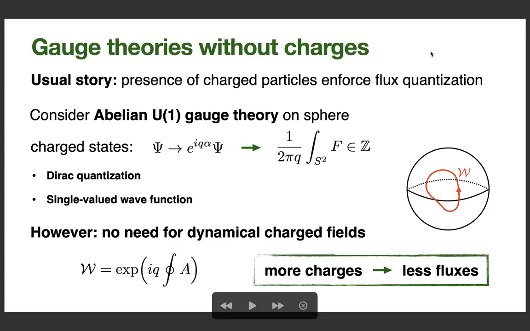Now you can consider, for example, a sphere with a U1 gauge theory on it. Then you can just say, okay, I define this line operator to be here and I want to evaluate it.